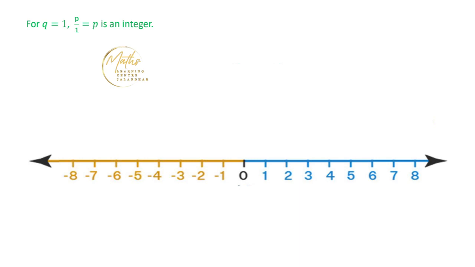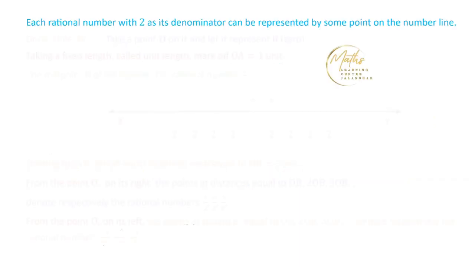Now the next case is if we consider the denominator of the rational number to be 2. Each rational number with 2 as its denominator can be represented by some point on the number line. To represent all the rational numbers with denominator 2, first of all we are going to draw a line XY. We are talking about this situation, where we have drawn a line XY.